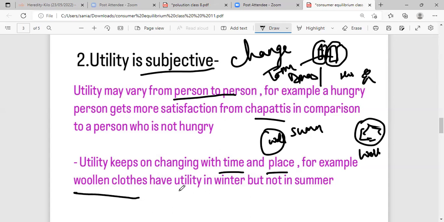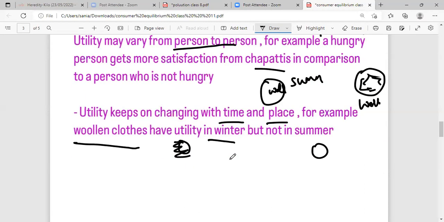Now, woolen clothes do not have zero utility; they have more utility in winter, but in summer they have zero utility. Because why would people purchase woolen clothes in summer? Clear? So utility is subjective. It depends on person to person, place to place, and time to time. Clear? Yes, teacher. Yes, ma'am.